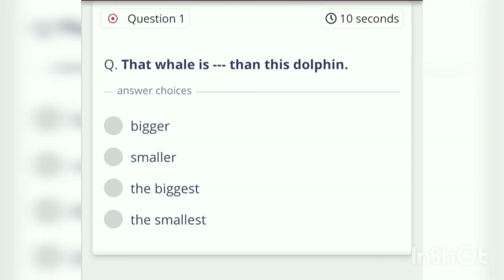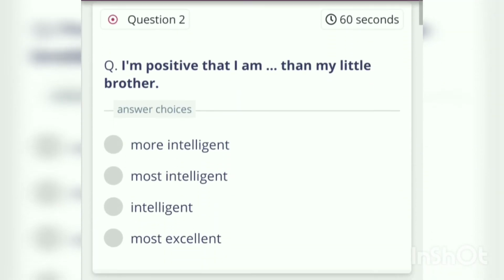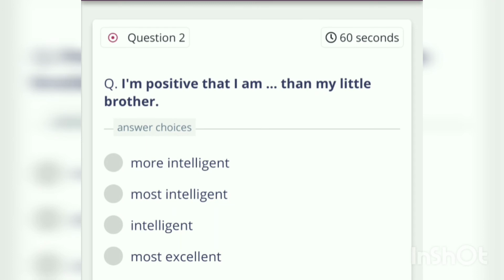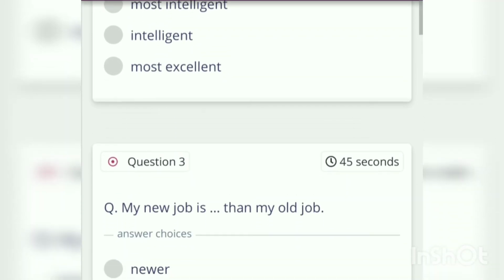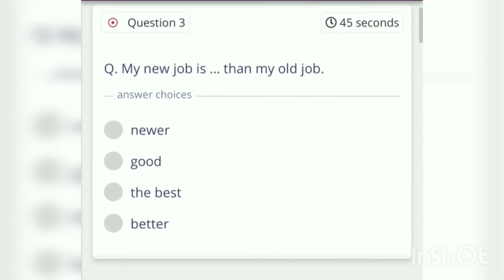Okay, children, one more set of questions for your assignment. Note down and then do it, okay? Are you noting down? That whale is dash than this dolphin. 4 options. Choose the right option. Then second question, I am positive that I am dash than my little brother. Choose the correct option. Again, I would advise you to go through the rules and then start solving the questions. Otherwise, you are likely to go wrong.